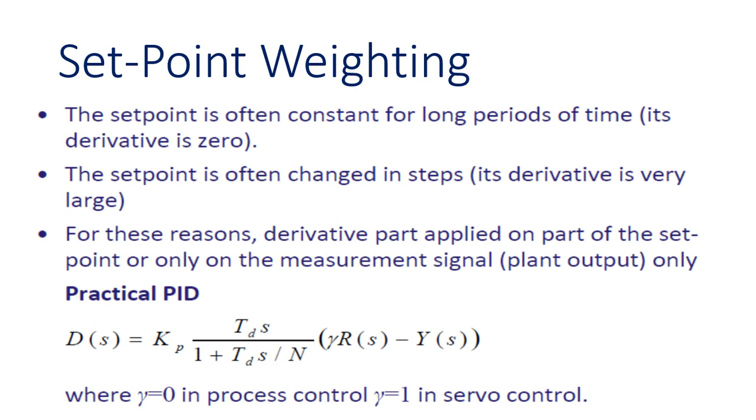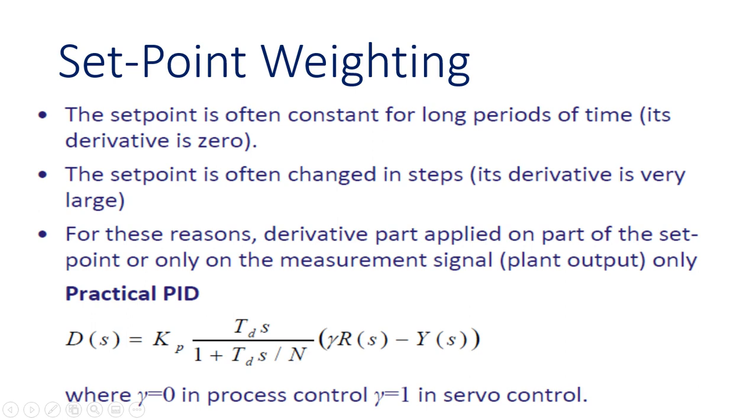So for these reasons, the derivative part is applied not on the set point but only on the measurement signal, the output. So in practical PID, what we do is introduce gamma times R of s minus Y. If you have a regulation problem, which sometimes people call process control, regulation means that you want to approach some constant point, or in other words, you want to approach the equilibrium point.